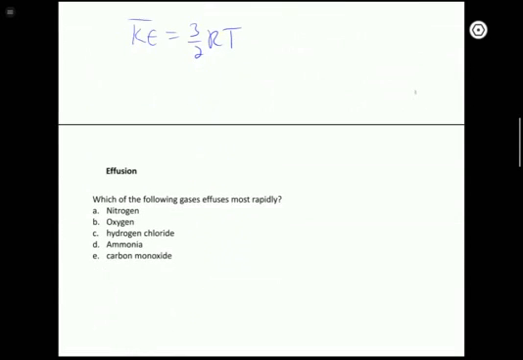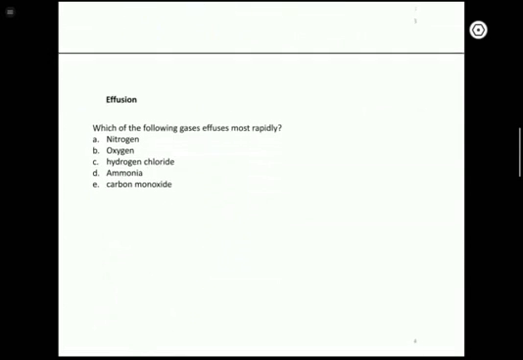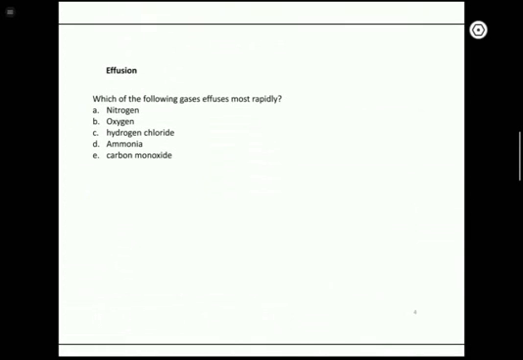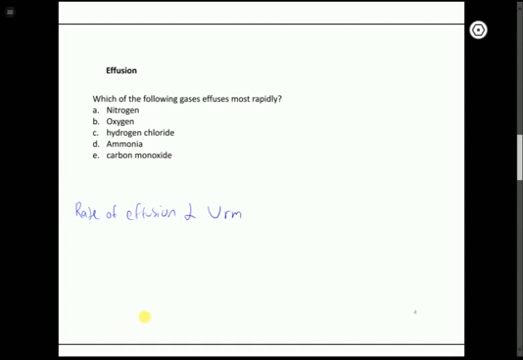So related to the concept of molecular speed then is effusion. In effusion we're looking at the escape of a gas through a small opening. The rate of effusion is proportional to the average speed, which we call URMS. So the faster the gas is moving, the faster it will escape, the faster the rate. And here we're looking for which of the following gases effuses most rapidly.